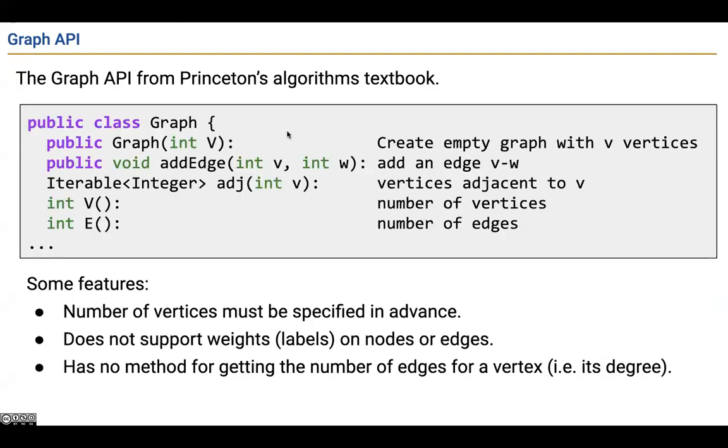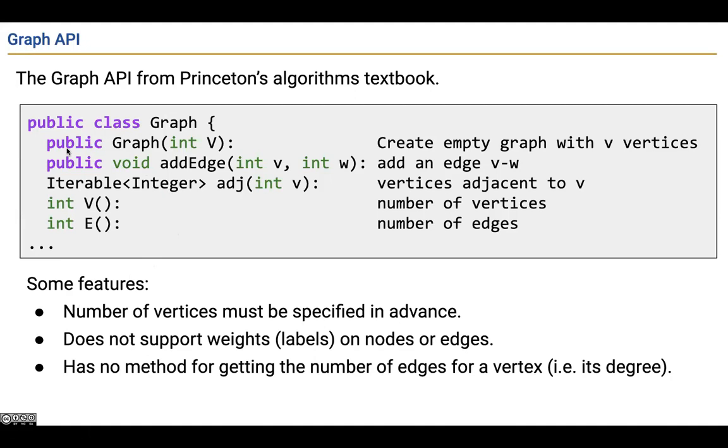OK, great. So again, inspired by the Princeton textbook, these are the features that we're going to give to our users. So these are the services that we're providing to our users. They can interact with the graph in these ways and no other ways. And if you want to let the user interact in other ways, you can, but the Princeton textbook doesn't.